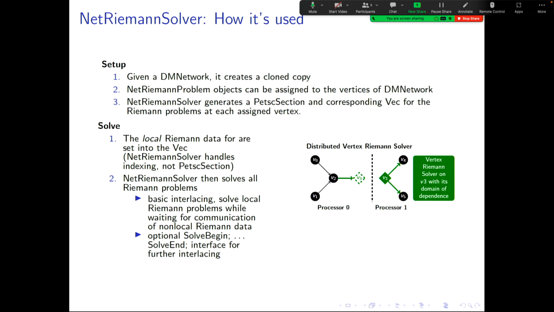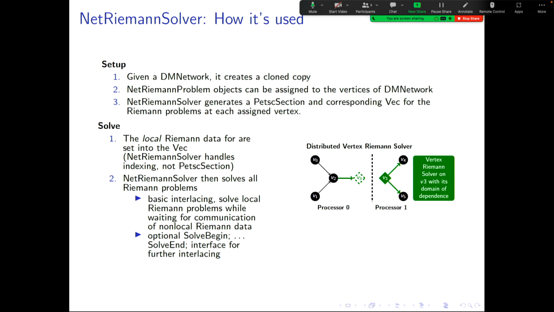And so the network Riemann solver, how that thing gets used. I'm using a DM network to manage these network topologies in parallel. So given a DM network, this thing will just take it in, create a clone copy, and then just take control of it and do what it wants with it. I can assign network Riemann problem objects to the vertices of DM networks. This lets me collect a bunch of different network Riemann problems together. Potentially, these could be different network Riemann problems, particularly that's how I implement boundary conditions. I have different network Riemann problems for doing boundary conditions at degree 1 vertices.